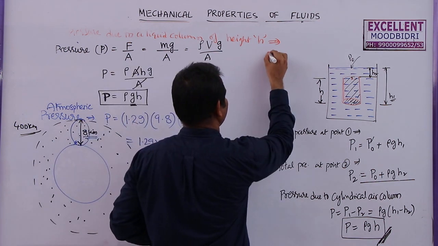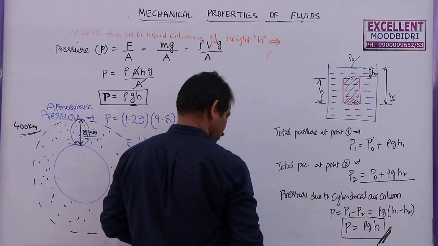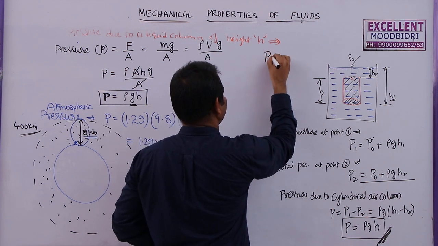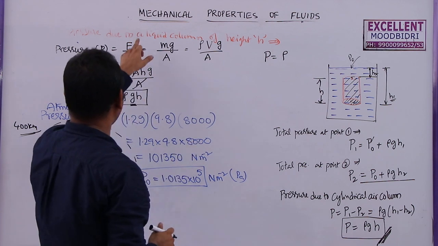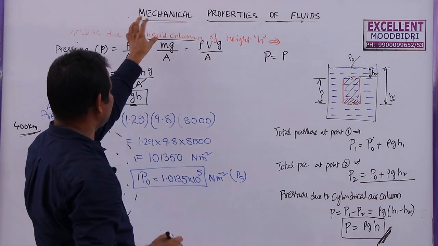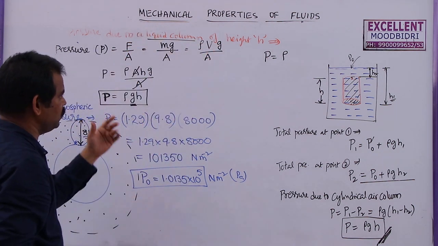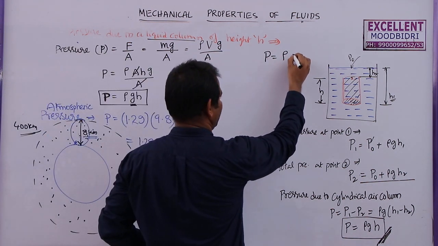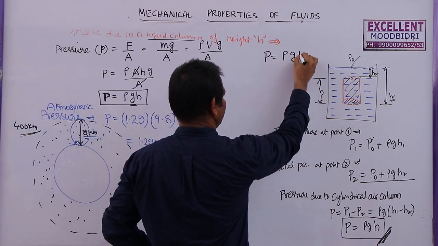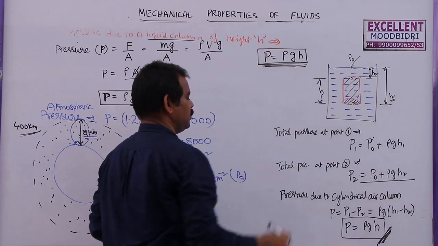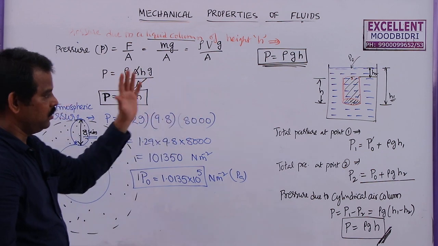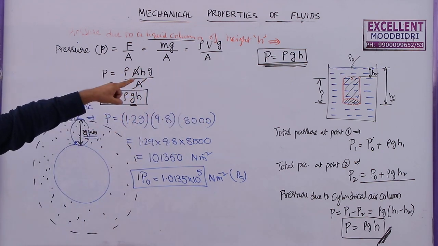Very simple. Pressure is equal to the density of that air column or liquid column. Here I am taking liquid column. Instead of liquid, if you write air, we will get this value. So density of that fluid, acceleration due to gravity, height of that fluid at that point. By using this one, we can calculate pressure at any point due to a fluid which is at rest.